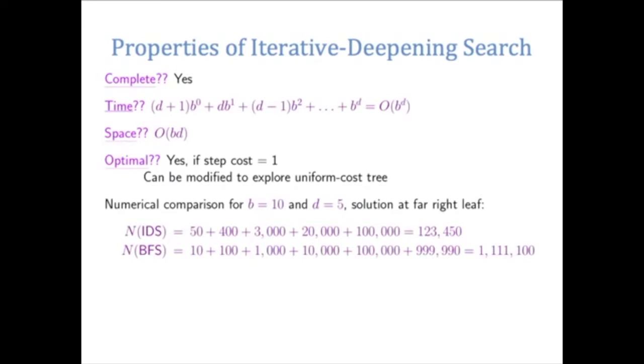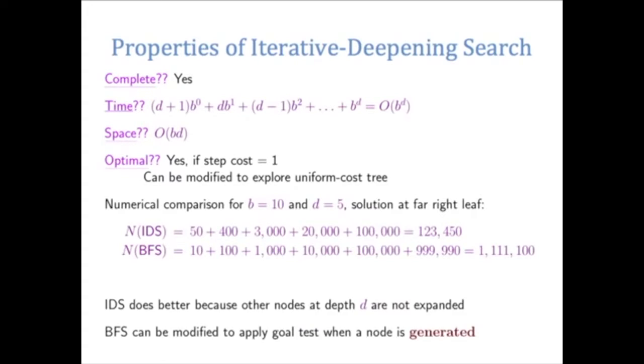And considering that most solutions are probably a lot deeper than depth 5, the exponential space cost for breadth first search is really going to hurt. So basically, iterative deepening search does better because other nodes at depth d are not expanded. And basically, we can modify breadth first search to apply the goal test when the node is generated as opposed to when it's expanded. And that saves, obviously, an entire layer.